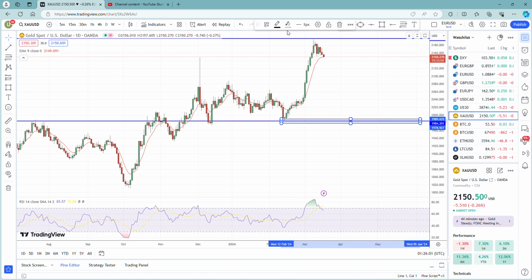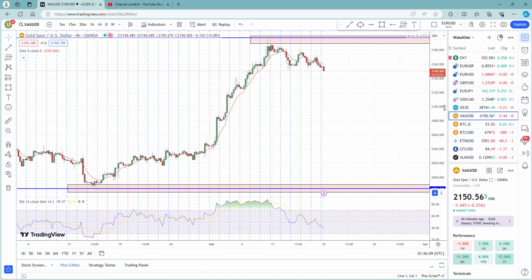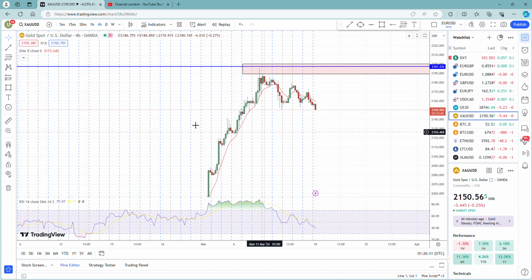My daily levels are in red. You've got a daily level there. You've got another one here. You then go into the H4 time frame. You're going to do the same again. You've got a H4 level here where it's a low high.